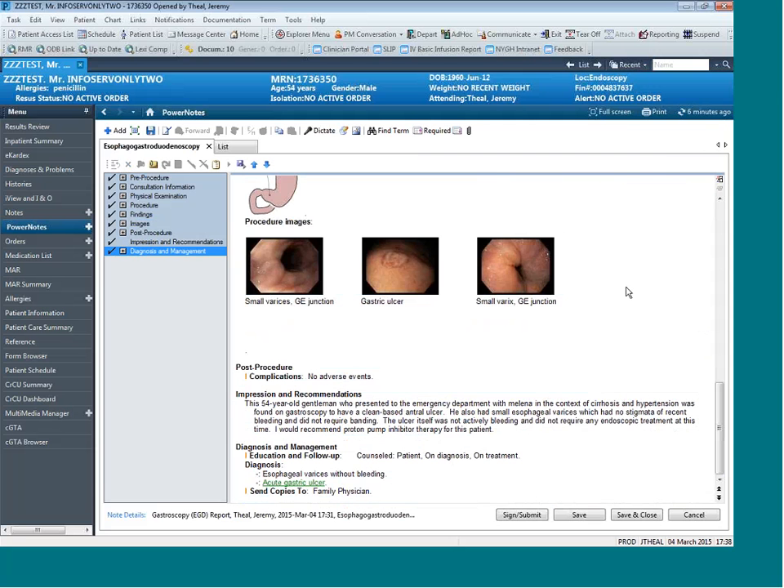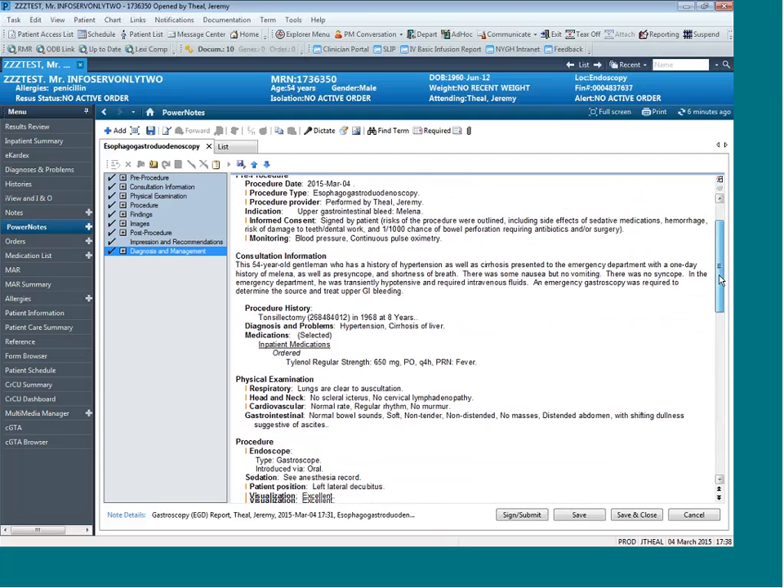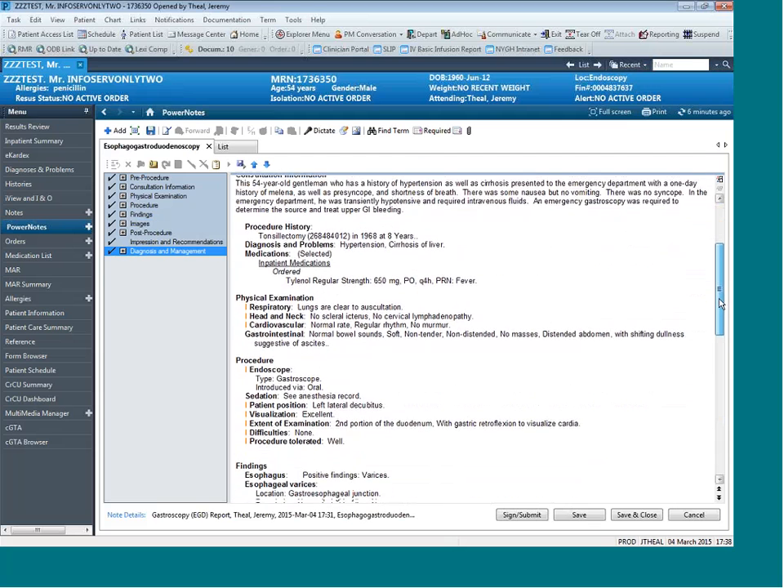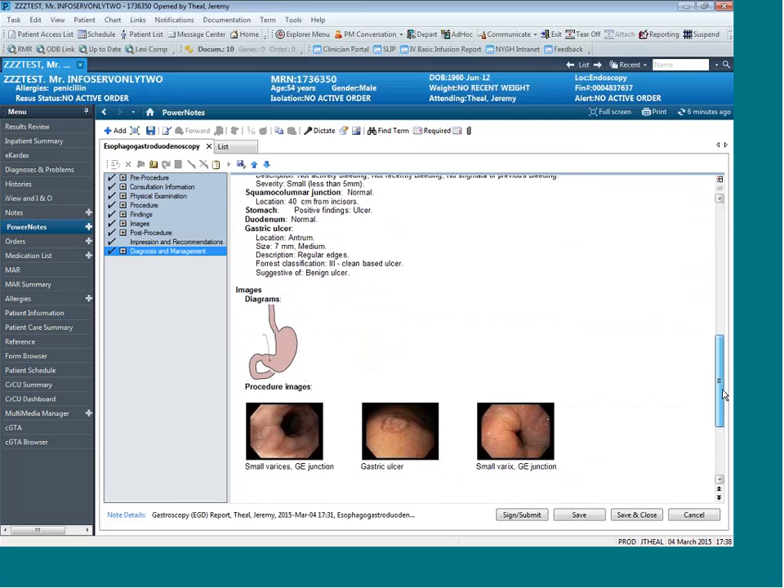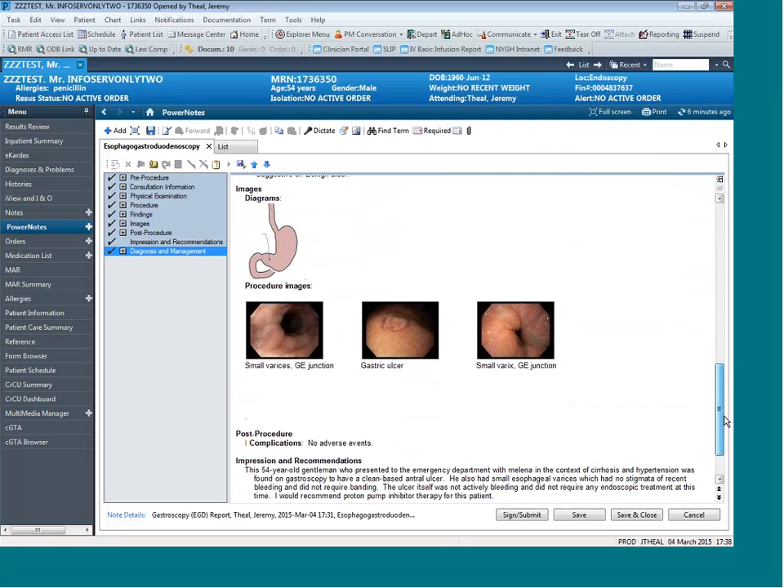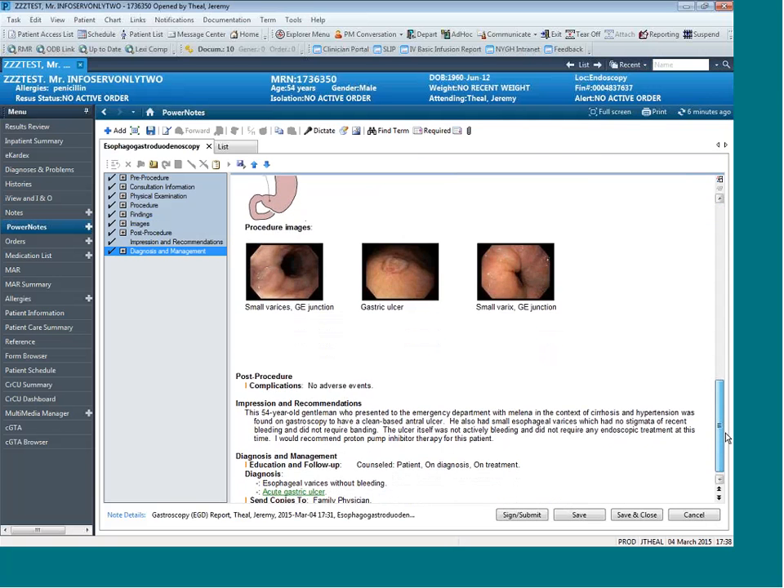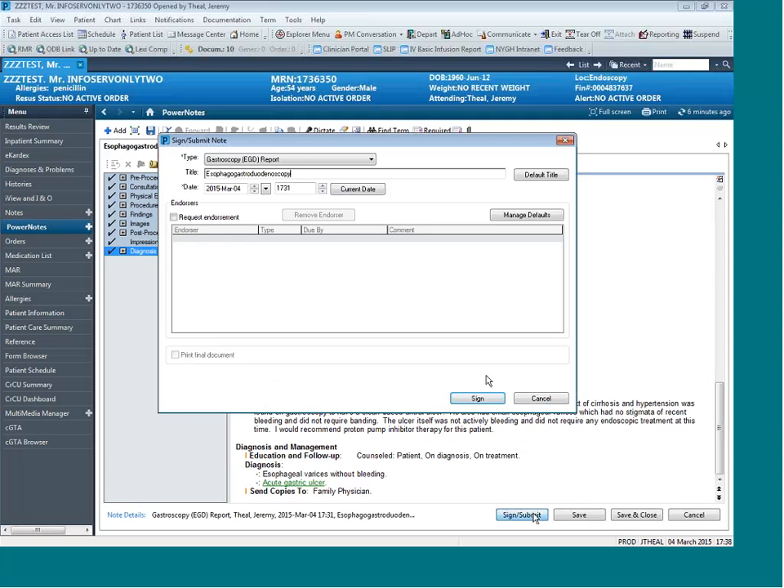Okay, and the note is complete. And here's how it looks once it is rendered, and this is how it will be sent to the on-call physicians as well as to the family physician and any other consulting physicians, including the pre-procedure information, the narrative text about why the procedure is being done, the procedural findings, the images, diagram, and finally the impression and plan.